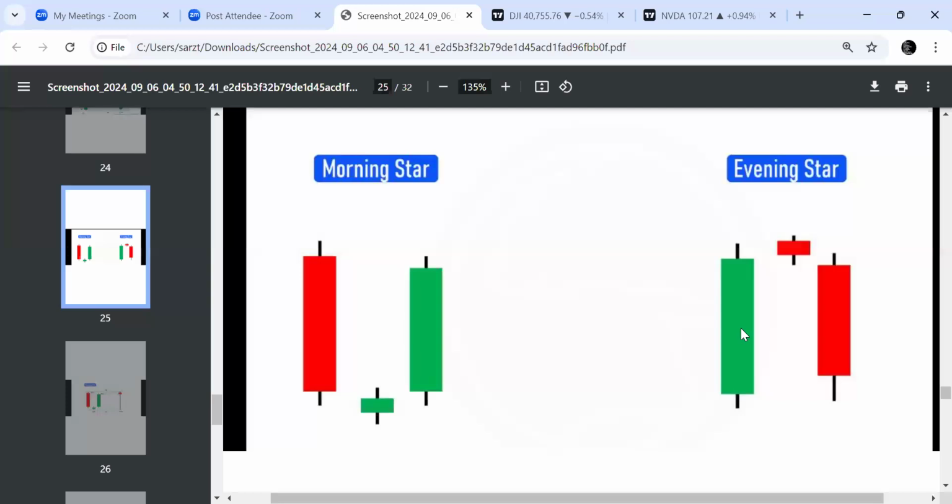And the evening star typically forms after an uptrend. It indicates that the bullish momentum is weakening and the bears are starting to take control. This pattern becomes significant if it forms near a key resistance level, as this adds further confirmation of a potential reversal. The first candle is a strong green candle, which signifies that the bulls are still in control, pushing the price higher.